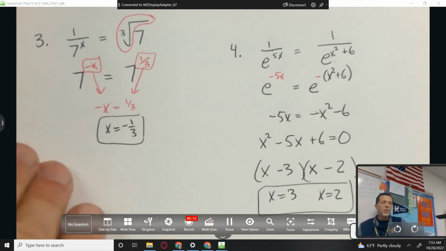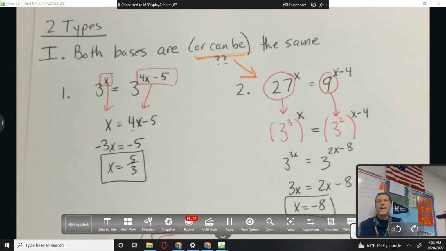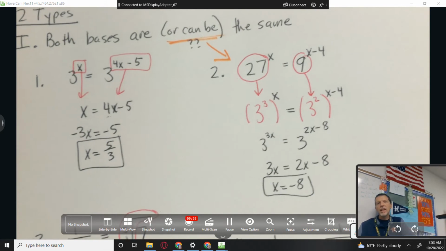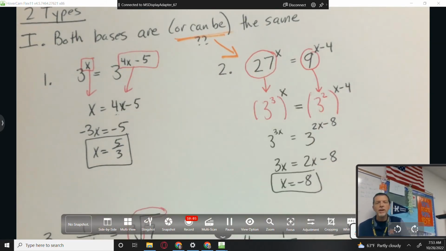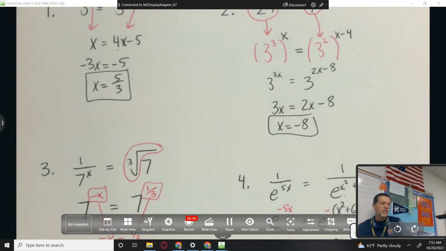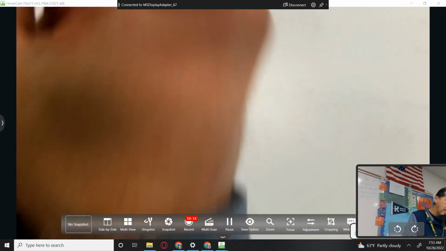Okay, that's type 1. Both bases are the same, or more likely can be the same. Some people really like those because they're kind of puzzle problems. Like, how do I play with those to make them match? The second type is less puzzle and more algorithm, like more process.